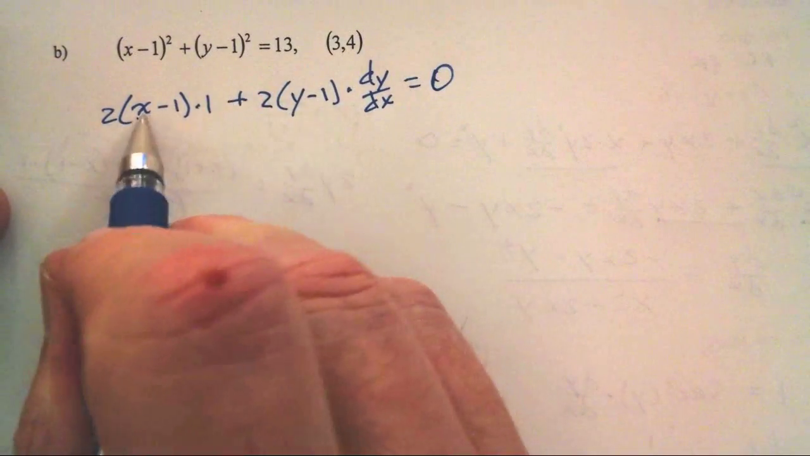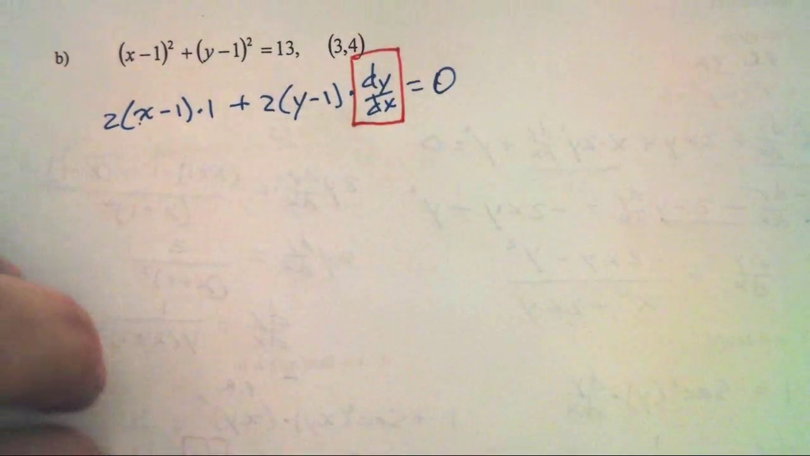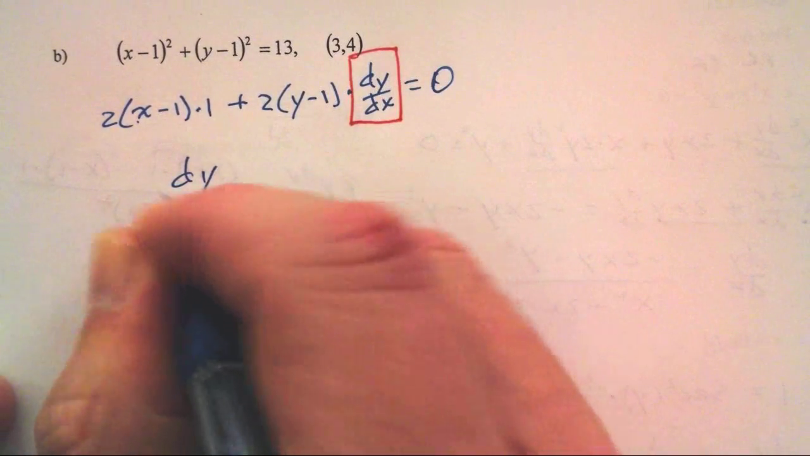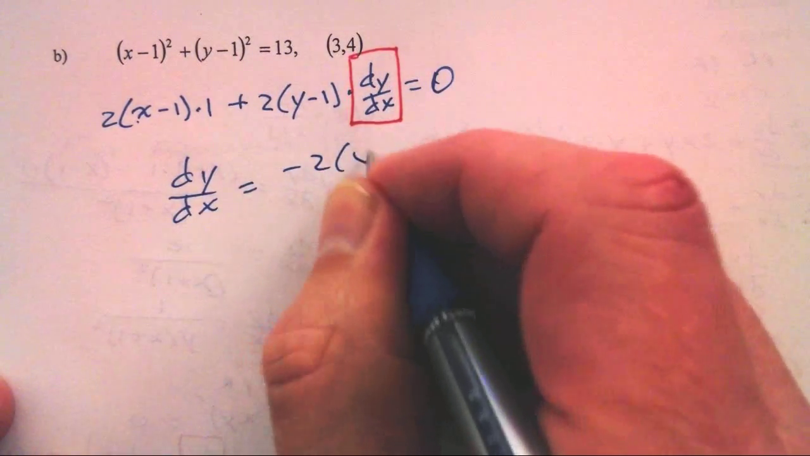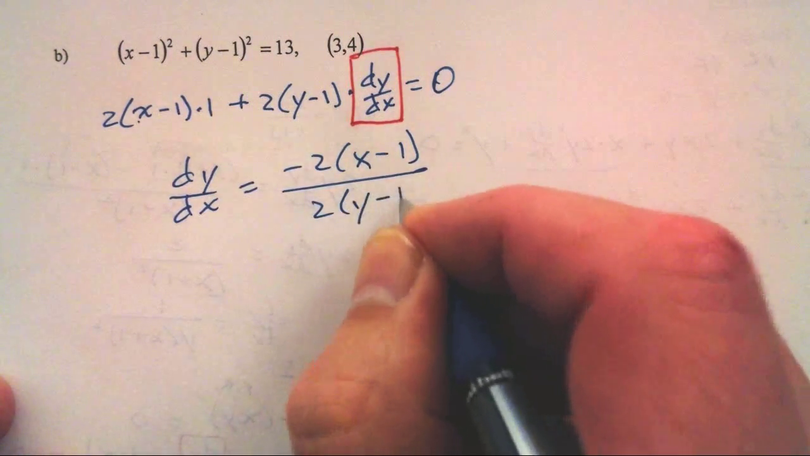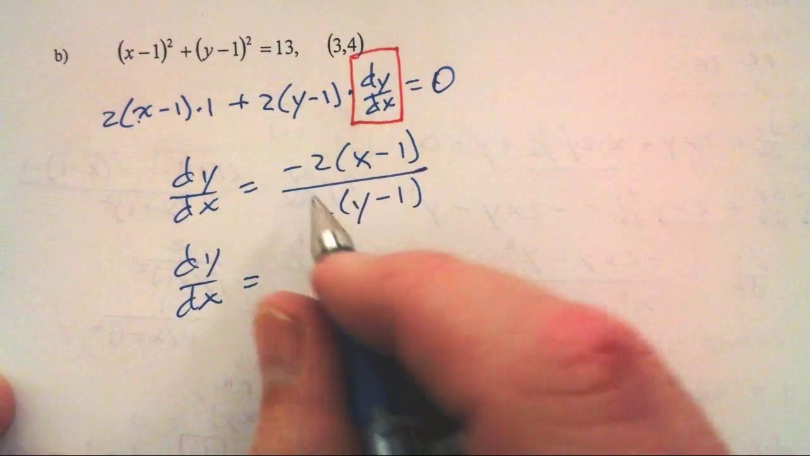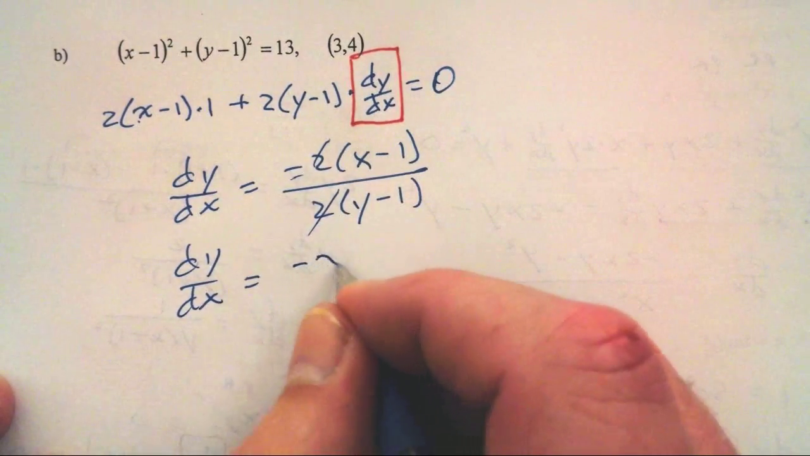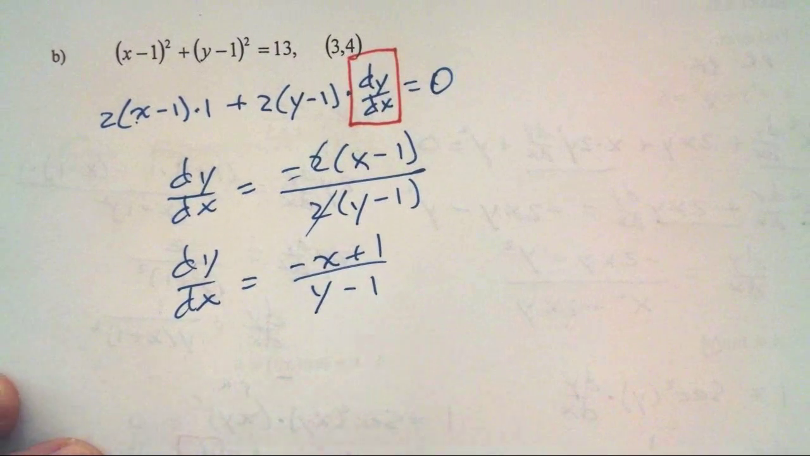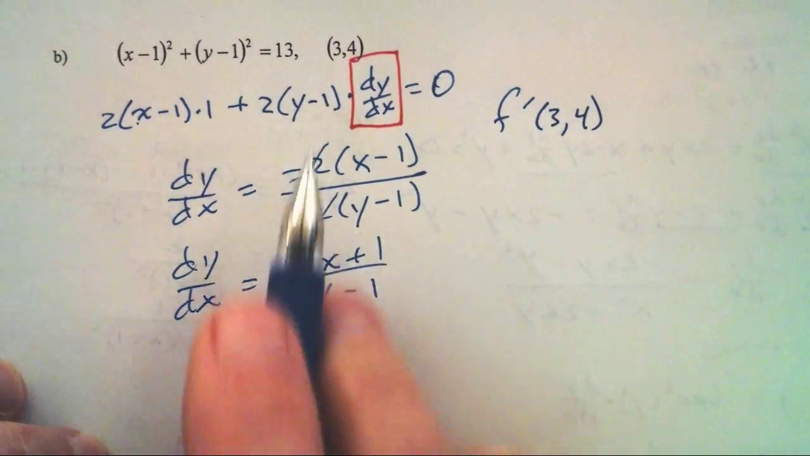So you might want to start distributing here, but again, for me, I'm not looking at what can I do, I'm looking at what should I do, and what I should do is get dy dx alone. So for dy dx, I would subtract 2 times x minus 1 and divide by 2 times y minus 1, and I've got it alone. So dy dx is, 2's cancel, distribute the negative, negative x plus 1 on y minus 1. And we want f prime of the point 3, 4.